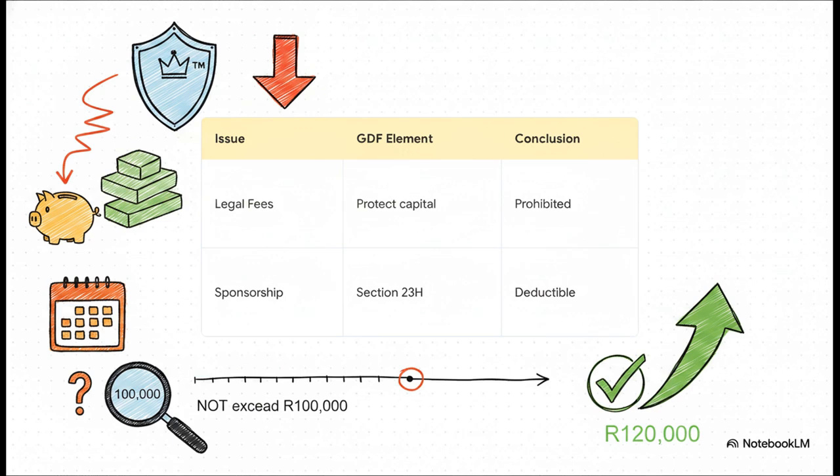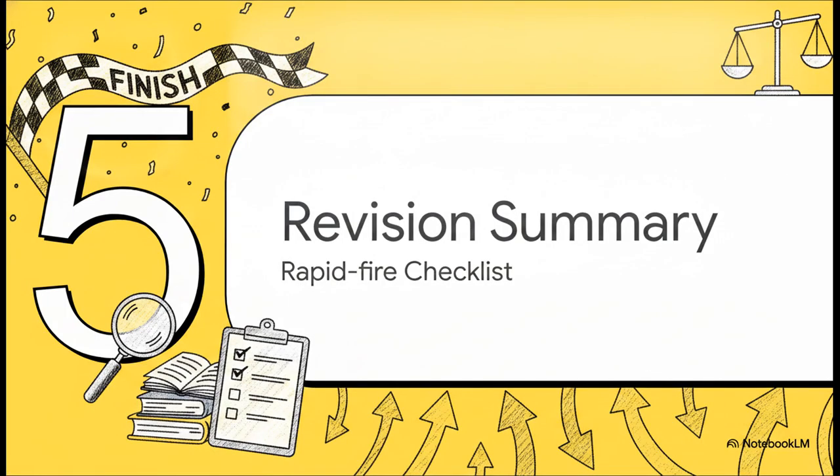But does Proviso BB apply? Well, the prepaid portion is R90,000. That does not exceed the R100,000 threshold. Therefore, Section 23H does not limit this deduction. The full R120,000 is deductible this year. That is an excellent trap to watch out for. Finally, Section 5, our revision summary and checklist.